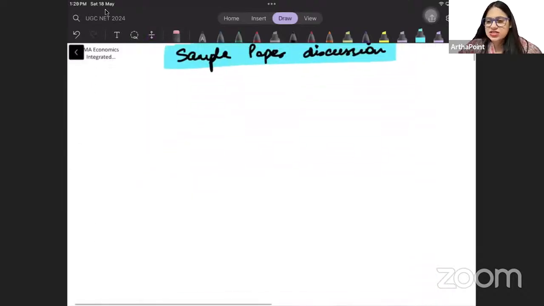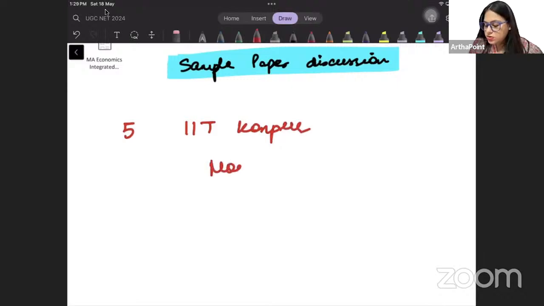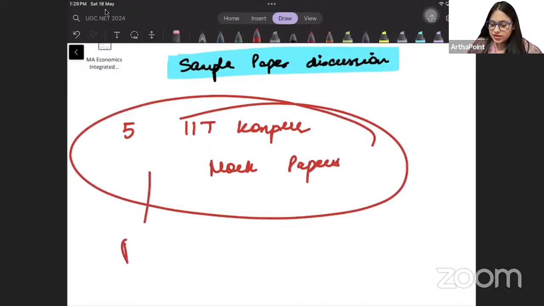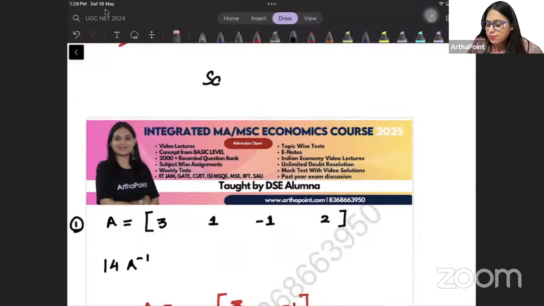But before I start the sample paper discussion, I want to highlight that for all of you who enrolled with us last year, I have uploaded 5 IIT Kanpur mock papers for this entire session. All of you have to make sure that you practice them. This will help you see where you stand and how much more effort you need to put in. Make sure you do these 5 IIT Kanpur mock papers. Very, very important for your final exam. Okay, fine. Now let's begin with the sample paper discussion.